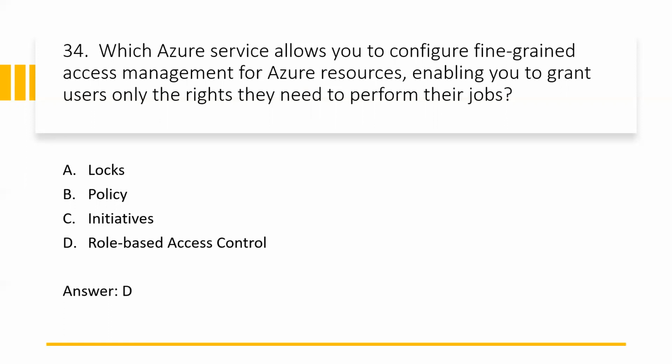Let's check the options here. Option A, locks. Not the right one. This is not the right answer. Option B, policy. Option C, initiatives. Option D, role-based access control. Right answer, role-based access control.